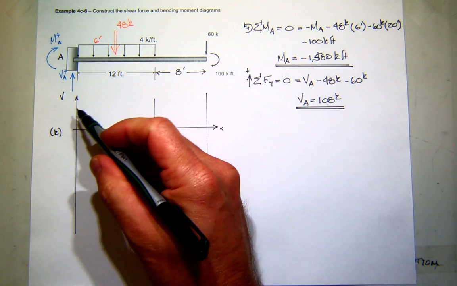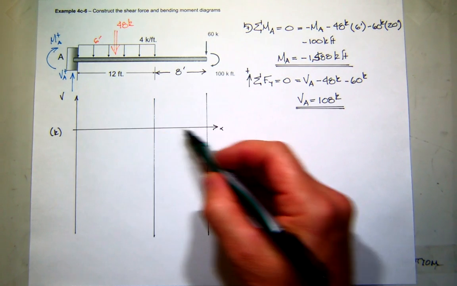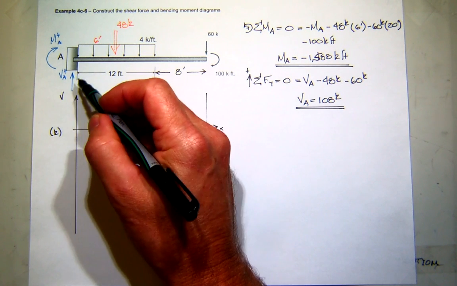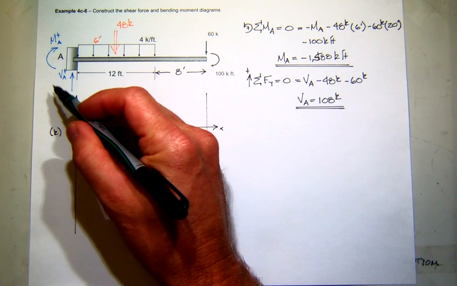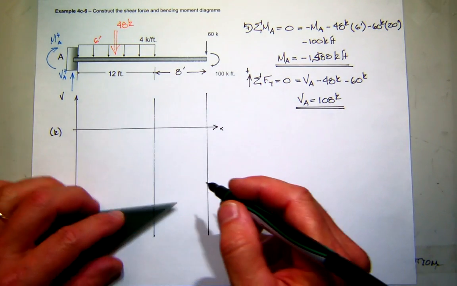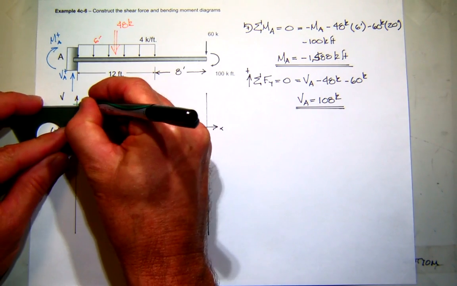We'll begin here at the left side. We always like to move positive x, so we'll start here on the left. What is our shear force at the beginning? Well, we saw for the shear at 108, and it's positive, so we're going to start off at positive 108.